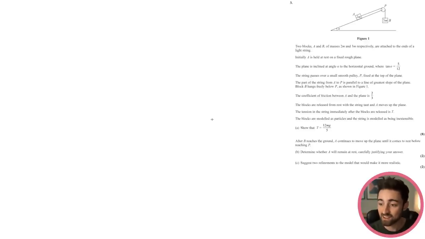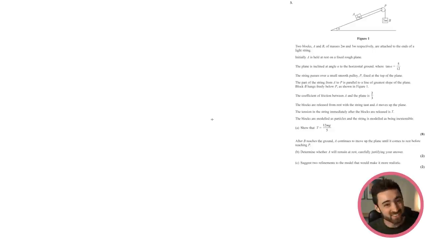The plane is inclined at an angle alpha to the horizontal ground where tan alpha equals 5 over 12. Why don't they just tell us alpha here? Bit weird that, isn't it? Okay, what I could do is just do the inverse tan of 5 over 12 and get alpha. But that's not going to be exact. I'm going to lose accuracy because I'm going to have to round it. And then later on, I'm going to have to do sine of alpha and cos of alpha anyway in my calculator, further losing accuracy.